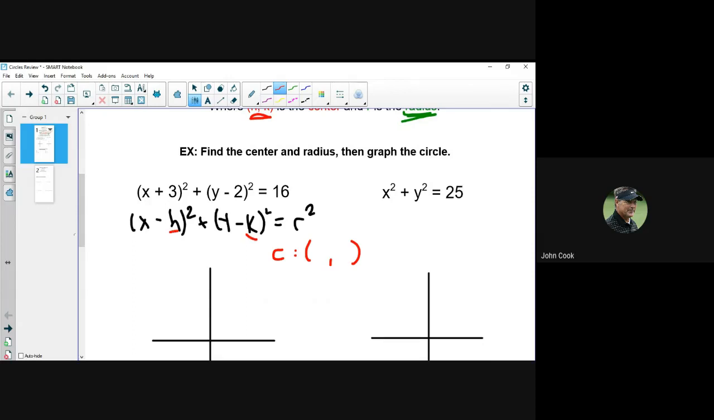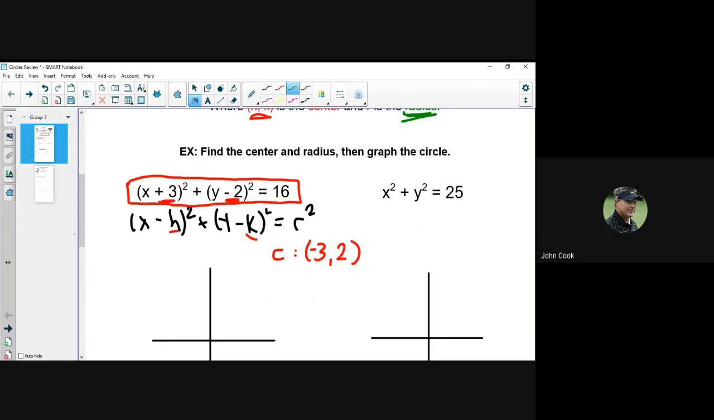So if we look over on our original equation right over here of the circle that we're trying to graph out, the h value is going to be the opposite of the number that's inside of here. In this case, it's the opposite of 3, which would be -3. So that's going to be our x value on our center. And then also we take the opposite of the number that's inside of here to find our k value. The opposite of -2 is going to be a +2. And just like that, we've got the center of our circle.